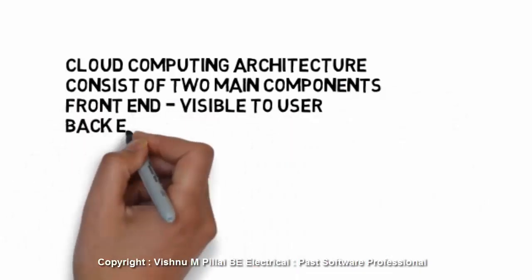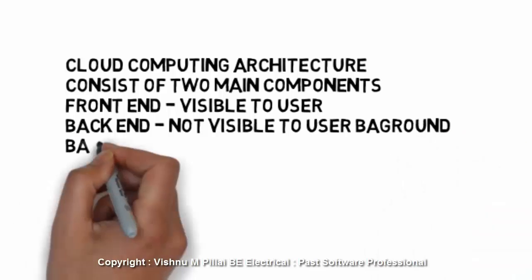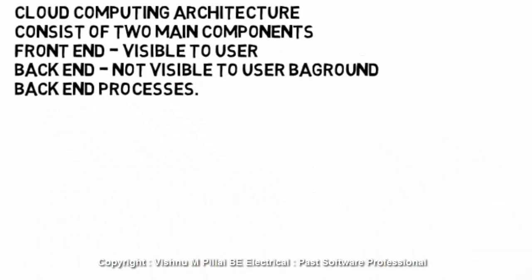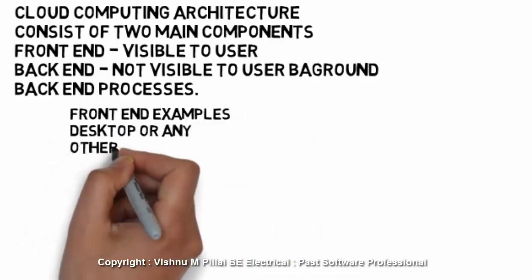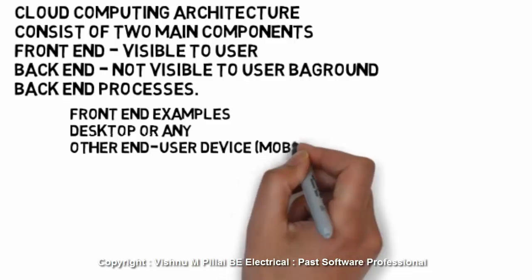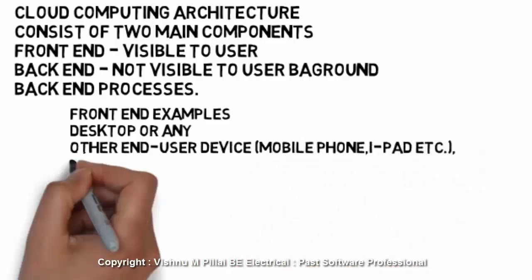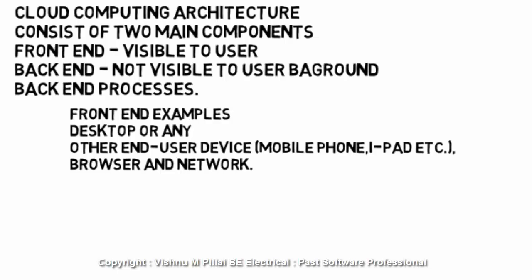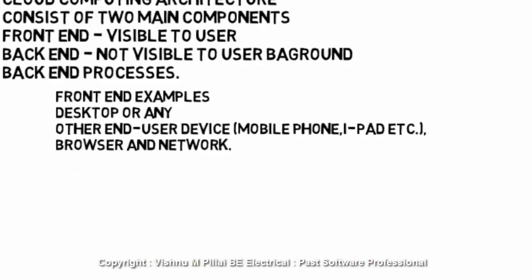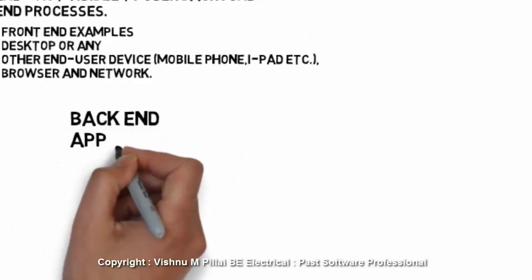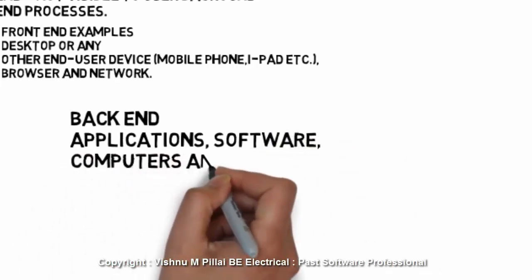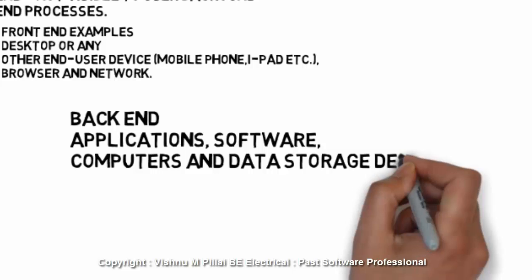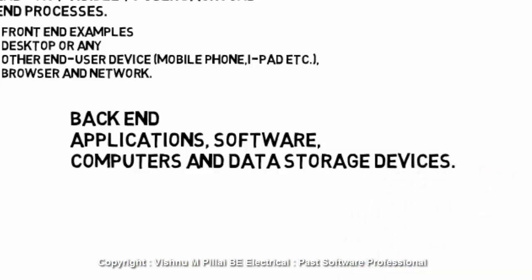And the cloud computing architecture consists of two main components. One is the front end, which is visible to the user, like the graphical user interface or the client or a mobile application or a web browser. And the back end, which is not visible to the user, and the back end processes carry out the background processes. The front-end examples include desktop or any other end user device like mobile phone, iPad, etc., browser or network. And the backend examples include the applications, software, computers, data storage devices, hardware, etc.